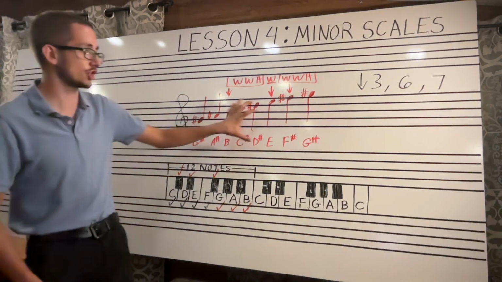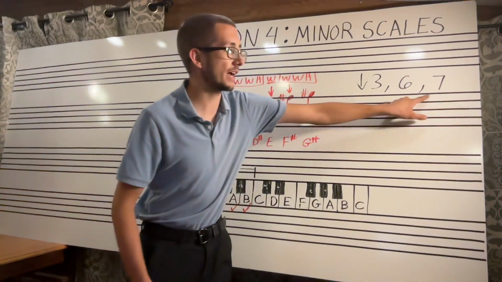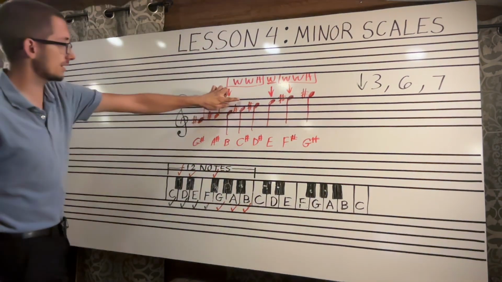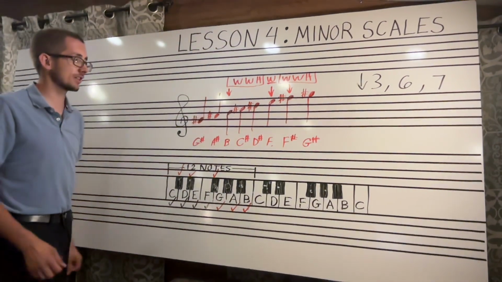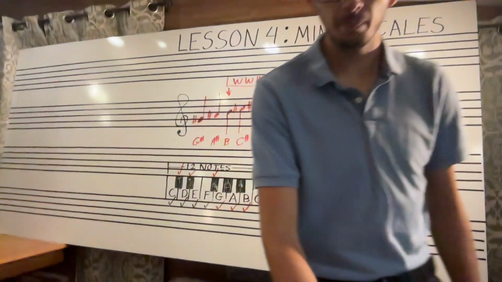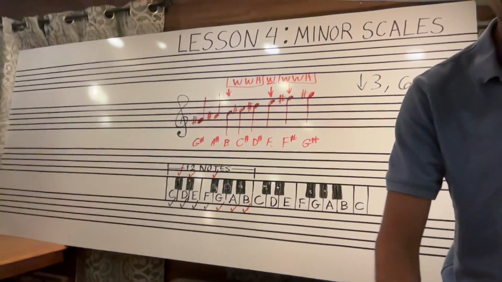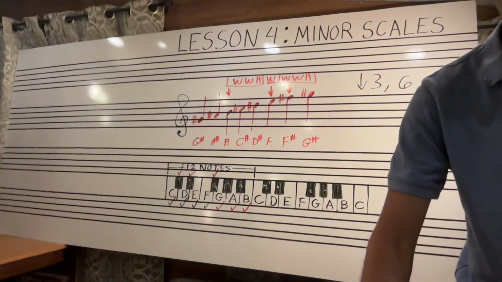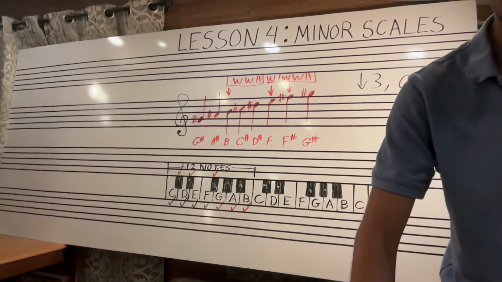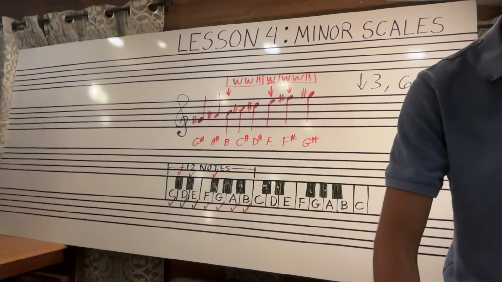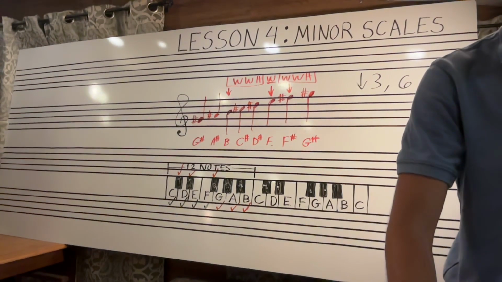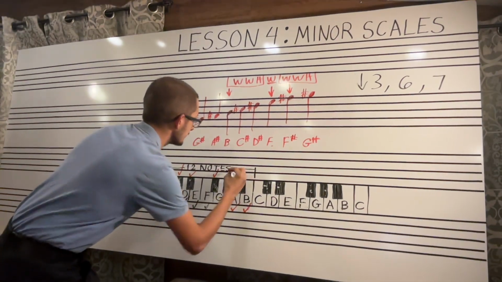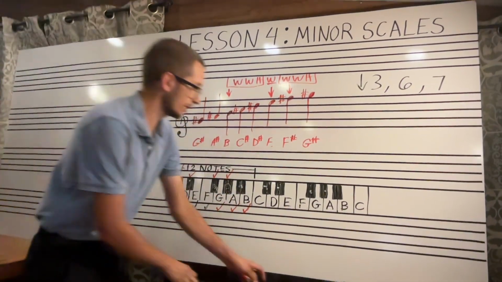How you would start with a G sharp major scale and then apply this lower third, lower 6th, and lower 7th. So that takes care of our G sharp natural minor scale. I'll play that on the piano. Now let's move on to our B flat natural minor scale.